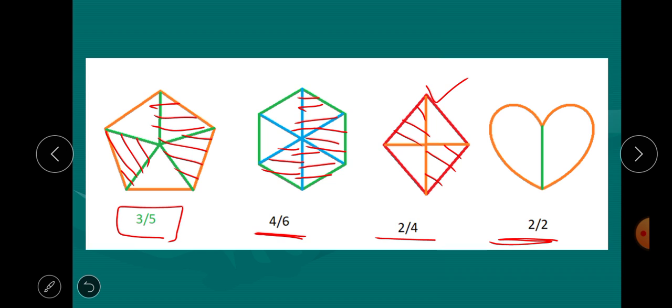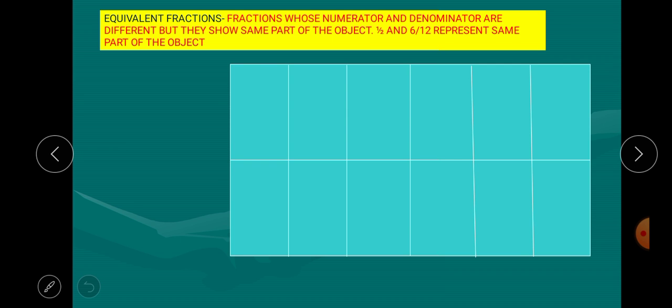Now 2 by 2 means out of these 2 parts we have to color both the parts. So we can shade both the parts like this. Okay. Now what is an equivalent fraction? Fractions whose numerator and denominator are different but they show the same part of the object, like 1 by 2 and 6 by 12 represent the same part of the object.